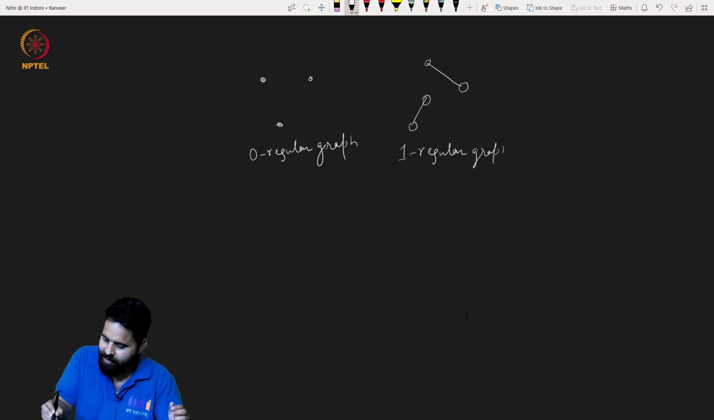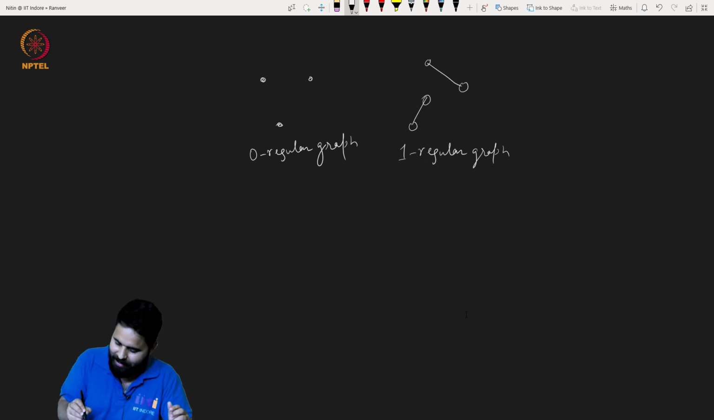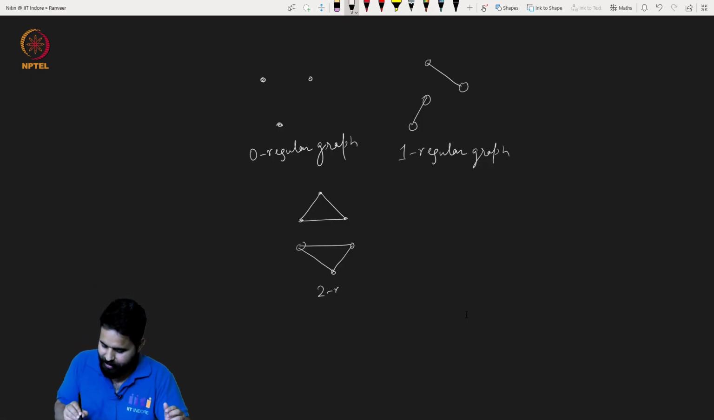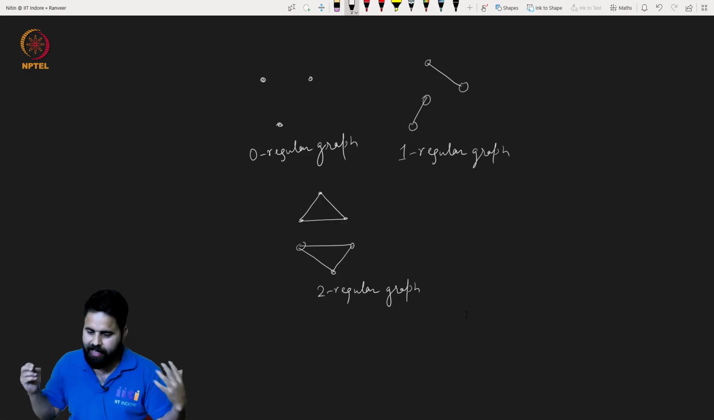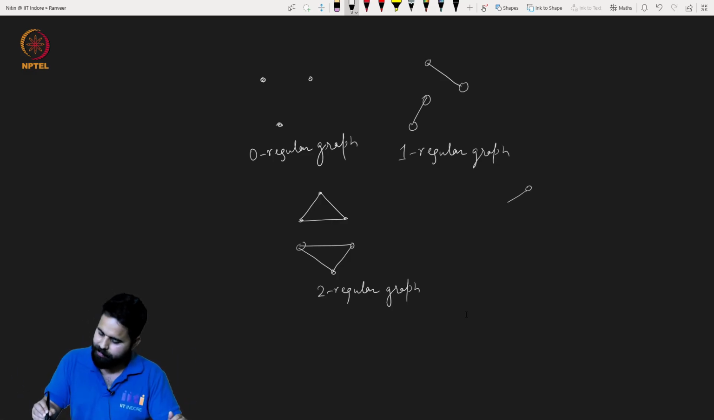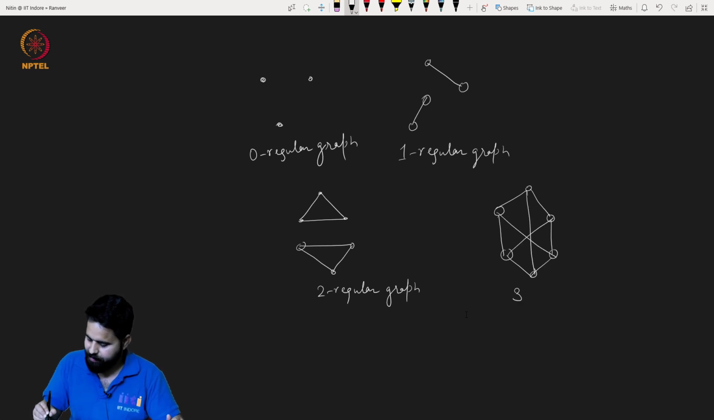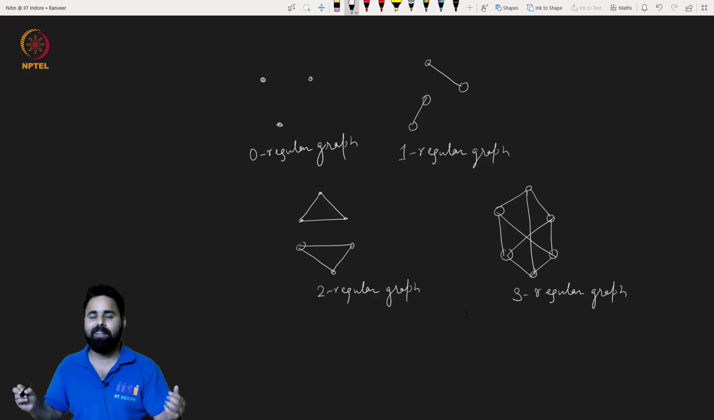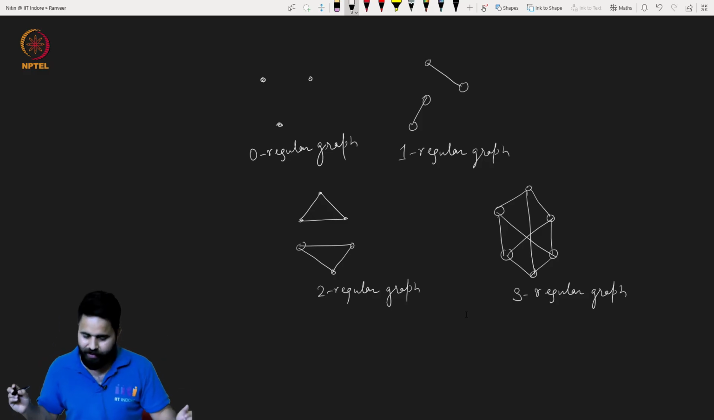Then two-regular graphs, let me play with some more. So this is two-regular, and maybe I will draw one more two-regular graph. And then maybe one more. This is a three-regular graph. Very good, so very simple. Every vertex has the same degree. Now let us see the largest eigenvalue and the corresponding eigenvector.